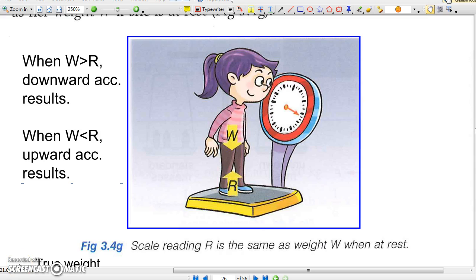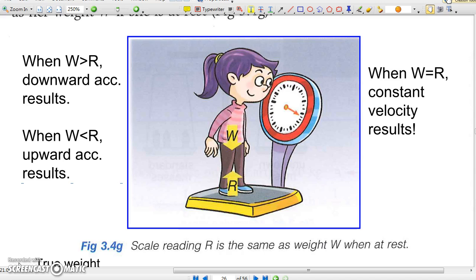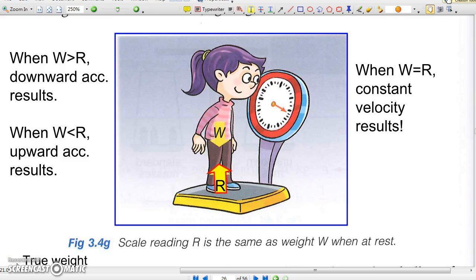When weight is bigger than reaction, you accelerate downwards. When weight is smaller than reaction, you accelerate upwards. Lastly, when weight equals reaction, you will move with constant vertical velocity. So when a lift accelerates upwards, your body also accelerates upwards. The normal reaction acting on your body must be larger than your weight. You feel a larger reaction. So you feel heavier as your apparent weight becomes larger, but your true weight W actually does not change.